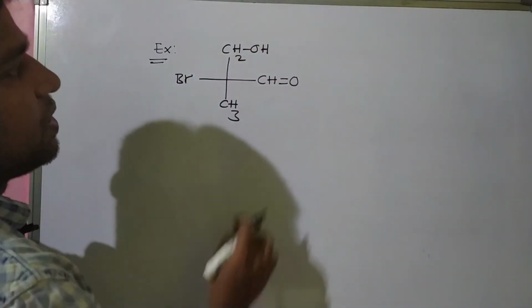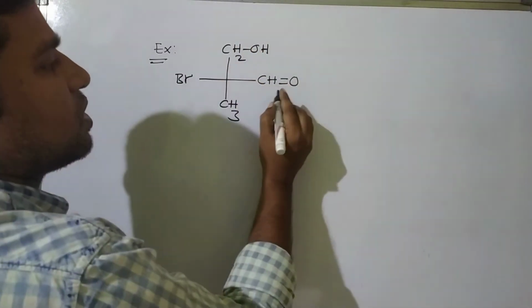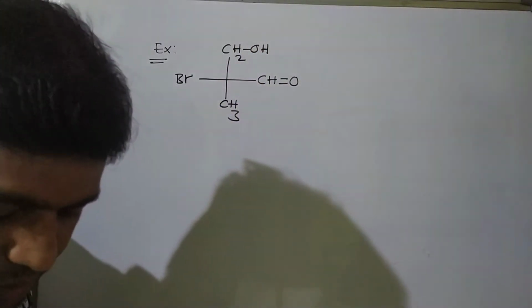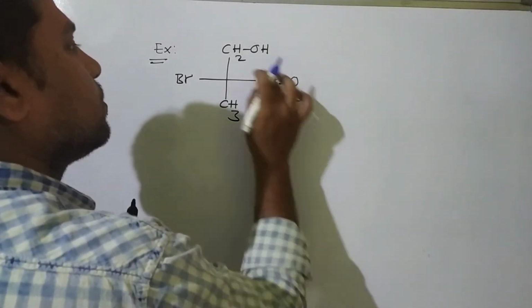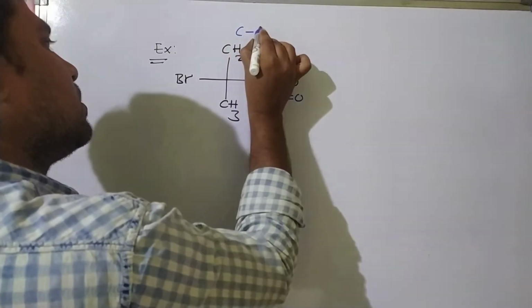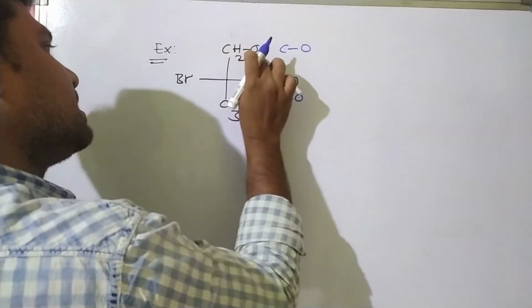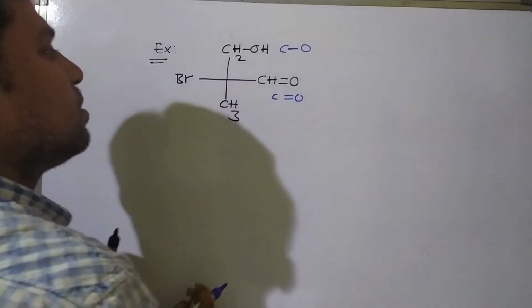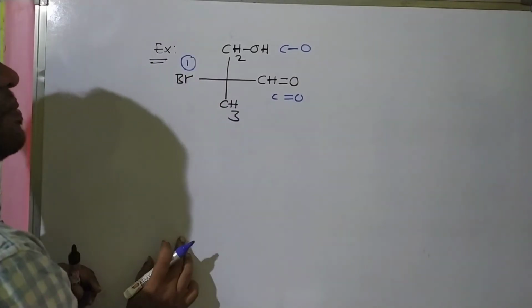Okay, students? Now again here the same groups are present. C double bond O. This means C double bond O. So this means C double bond O. So this means C single bond O. This means C single bond O. This means C single bond O. This means C double bond O. Okay, students? So first of all, this will get first priority.